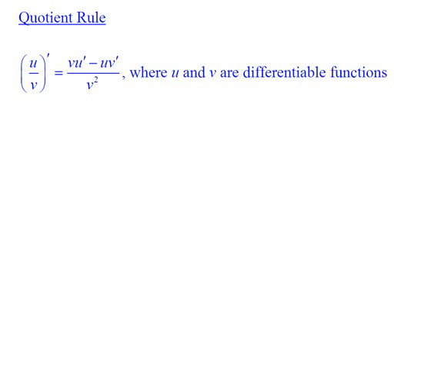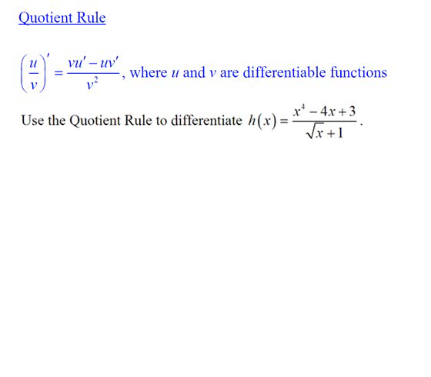We also have a rule for finding the derivative of a quotient of functions. We won't look at the proof for this one, but it's very similar to the proof of the product rule. Suppose we want to find the derivative of the quotient of two functions u divided by v. The quotient rule says that the derivative is equal to v times the derivative of u minus u times the derivative of v, divided by v squared.